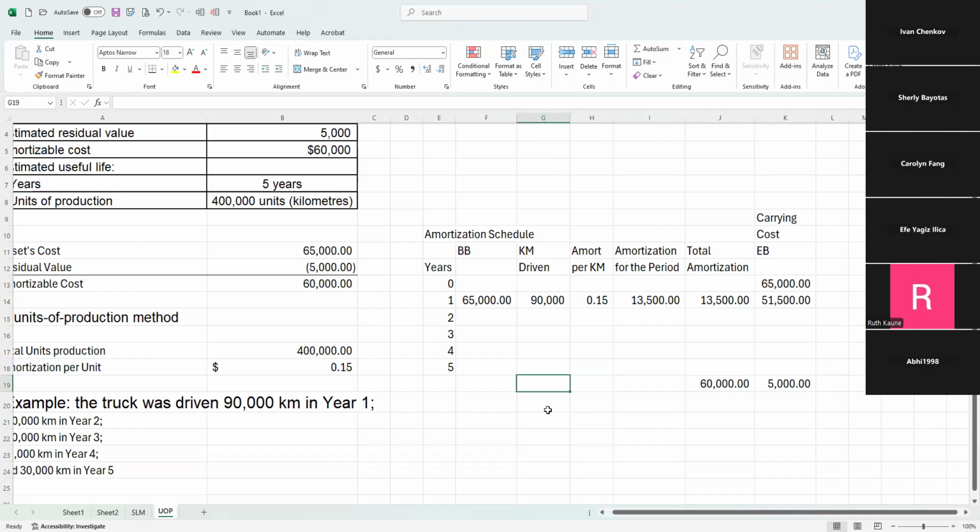Do you want me to repeat the question? How many kilometers should I drive the truck in order to get $60,000 amortization? 400,000. The question now is, listen carefully. Can I drive the truck more than 400,000 kilometers?